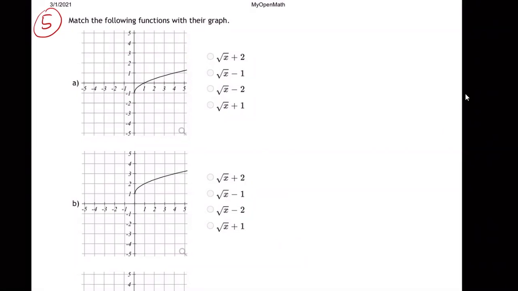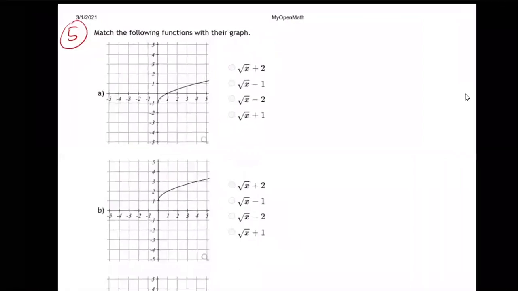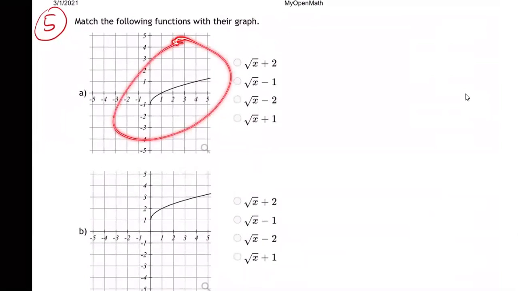Okay, so on this one, we're trying to match up. They're giving us the options every time. So this graph is which of these functions? That's the question.